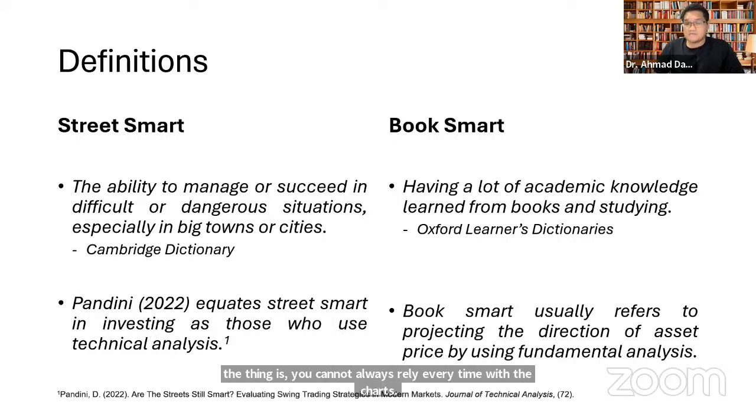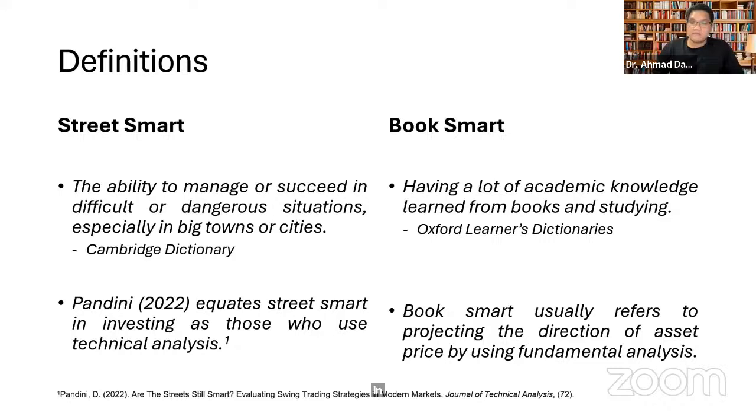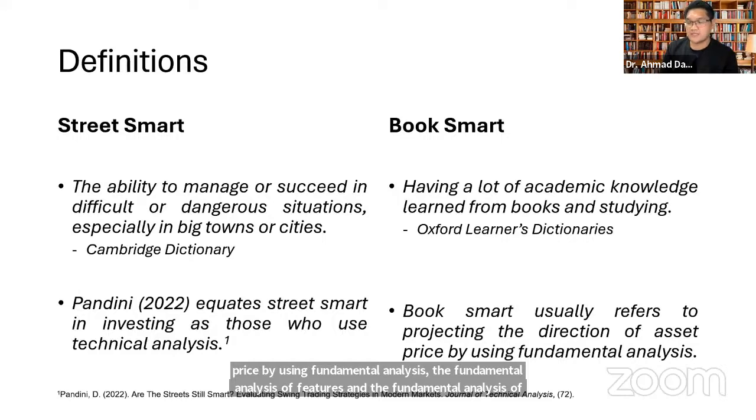Okay, now how about book smart? Book smart, as we know, is the one having a lot of academic knowledge learned from books and studying. That is the definition by Oxford Learners Dictionaries. In investment, we usually refer to the book smart when projecting the direction and trajectory of asset price using fundamental analysis. The fundamental analysis of futures and the fundamental analysis of stocks are different. For stocks, probably the most important ones are EBITDA and enterprise value over book ratio, something like that.